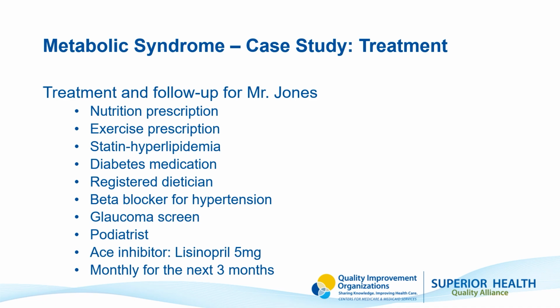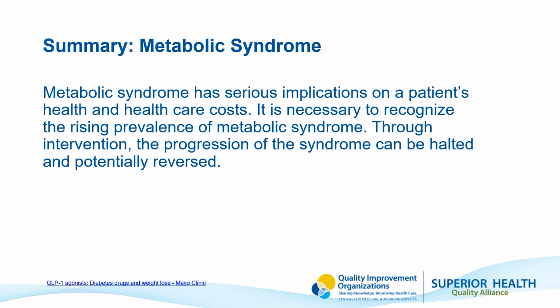So in summary, metabolic syndrome has serious implications, as we've just seen with Mr. Jones. It can affect not only their health, but their budget. It can be very expensive to treat. So it's necessary to recognize the rising prevalence of metabolic syndrome. Through intervention, the progression of the syndrome can be halted and potentially reversed.